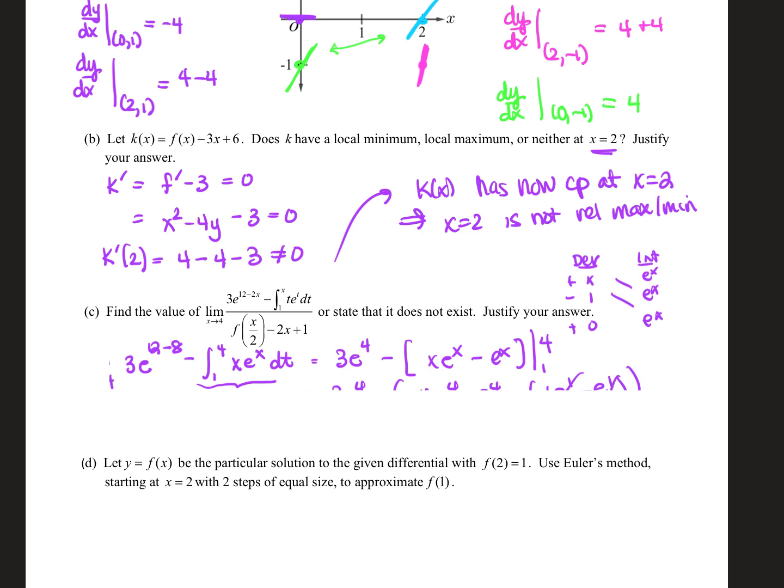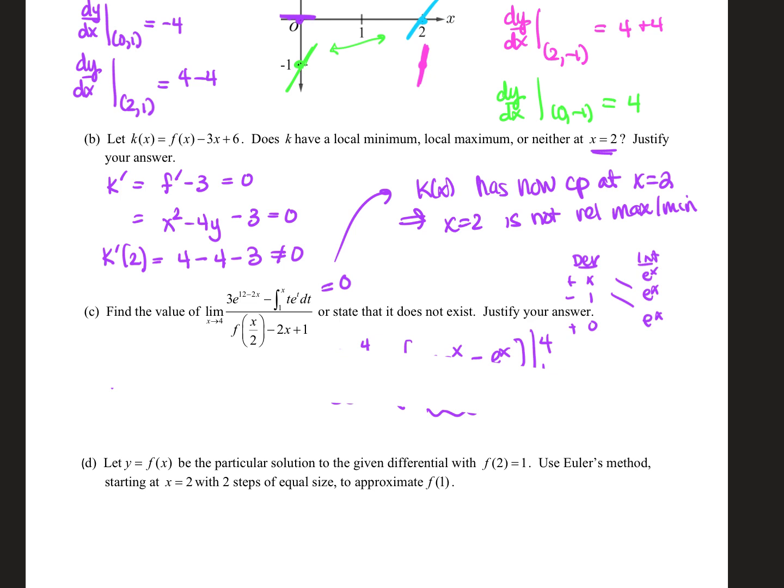So this is equal to 0. This is 3e to the 4th, 3e to the 4th. So in fact, this is equal to 0. Now again, let's look at the bottom now. So the limit as x approaches 4.